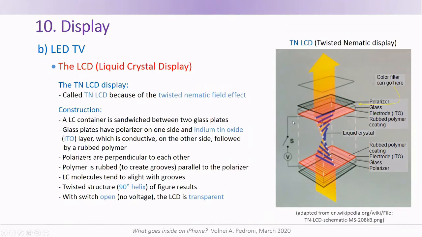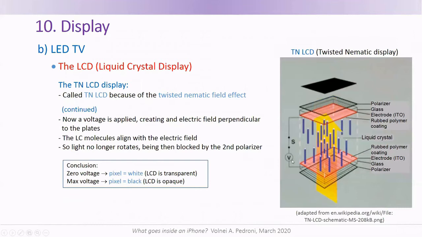Notice that this is the situation with the switch open. If we close the switch, a voltage is applied between the two electrodes, creating a vertical electric field. Because the liquid crystal molecules are aligned to the electric field, the light that passes the first polarizer no longer rotates, so it's blocked by the second polarizer.